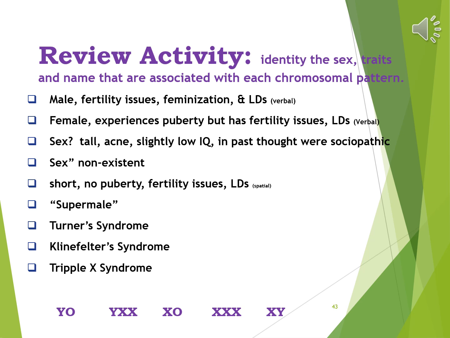Now, in terms of names, the super male would be the XYY. The Turner syndrome person would be a female of XO. Klinefelters would be the male with the XXY, and triple X would be the female XXX. So there you go.